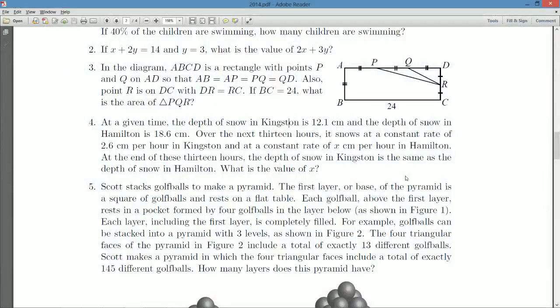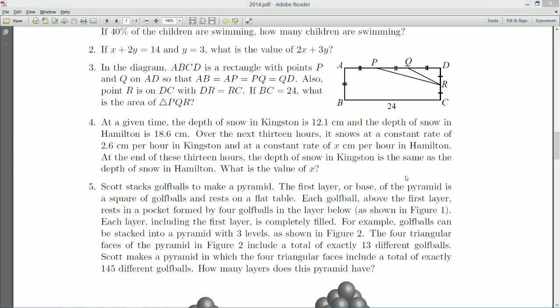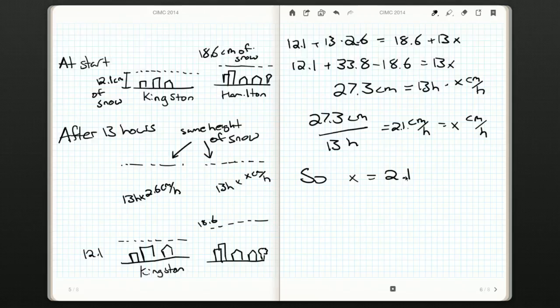And we did get a nice final answer. We got 2.1. We didn't get some weird lengthy decimal expression. So we can be reasonably confident that 2.1 is the answer we want. If we wanted to, we could sub it back into this equation and show that 12.1 plus 33.8 is in fact 18.6 plus 13 times 2.1. That's something we could do to double check, but we want to leave enough time for those Part B questions.